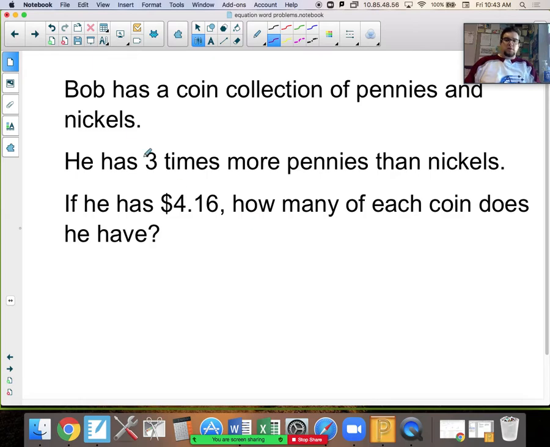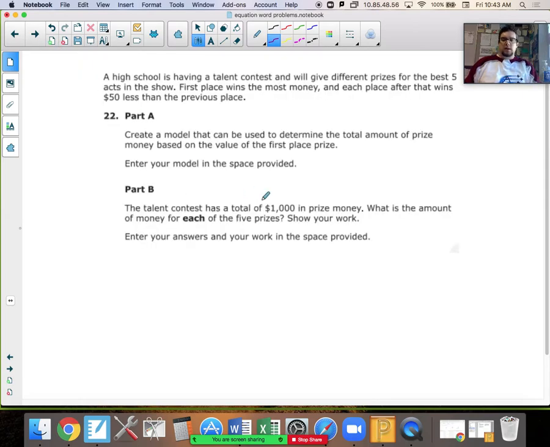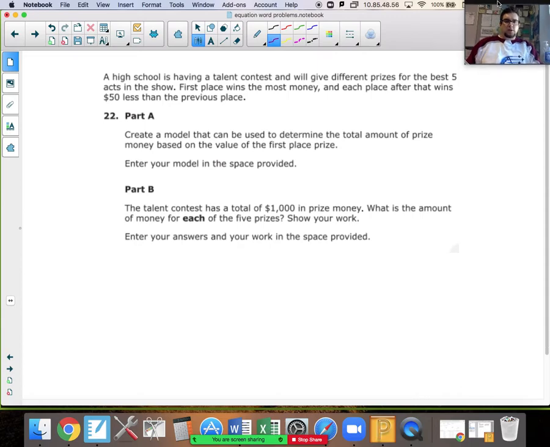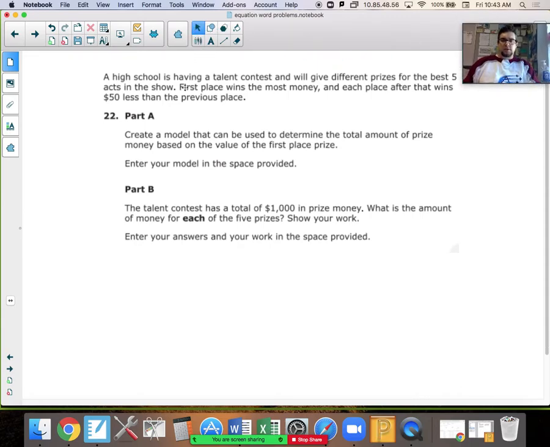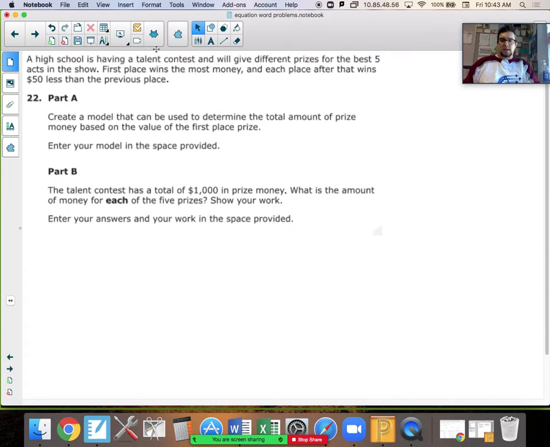So Bob has a coin collection. Let's skip this one. Move on to this one. So I want to set up this problem. I took this right from the CMAS practice test, so you can see one that is like one's on our CMAS test.